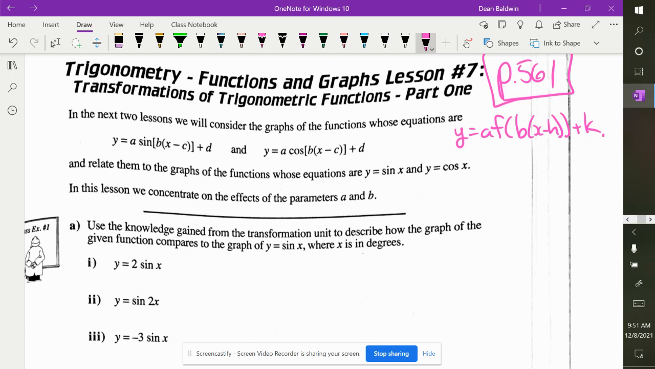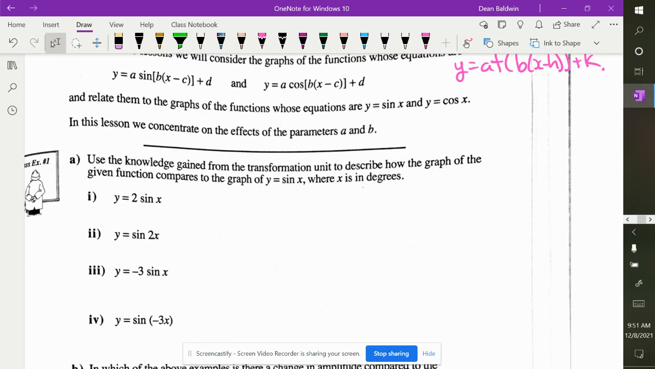So a does the same thing. You get a vertical stretch. b does the horizontal stretch. c moves it left to right. It's called a phase shift, if you want to be particular. And d moves the graph up and down. It's the exact same thing. So the first part we're going to do is just tell me what has happened. What is the transformation we have done?